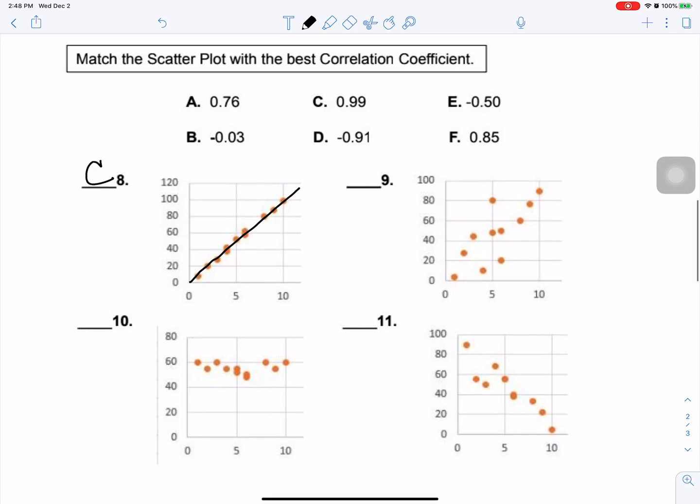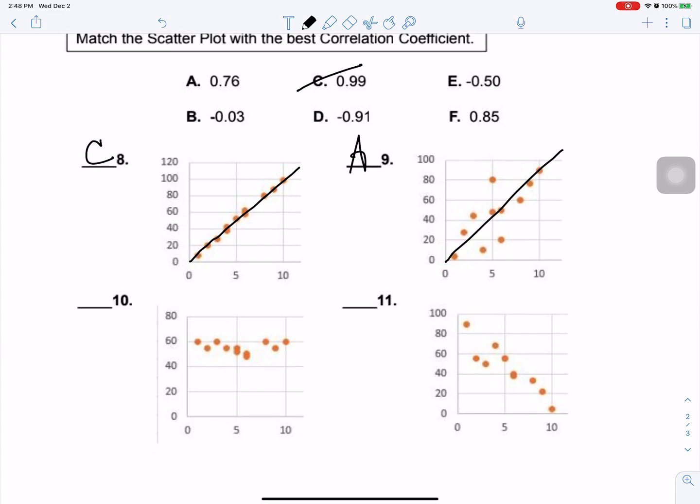Looking at the next one, it's positive. My points are kind of far off, so I would have some options with that. I would have 0.76 or 0.85, but they're further out. I would pick more of an A. I'm also looking at what I wouldn't be using. 11 is definitely a negative. And I would say my points are closer to the line here than they were here. So if this one's a 0.76, it should be better than that.